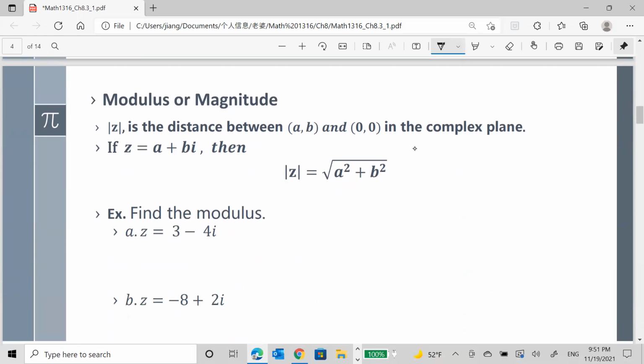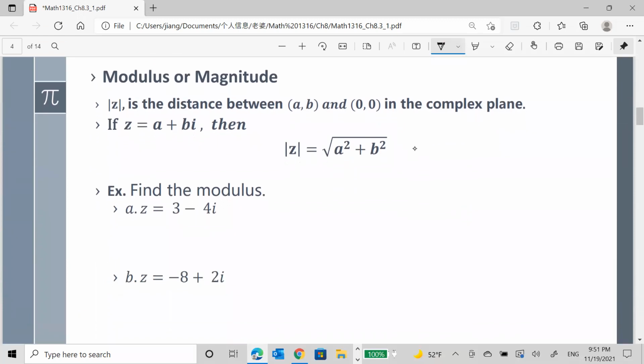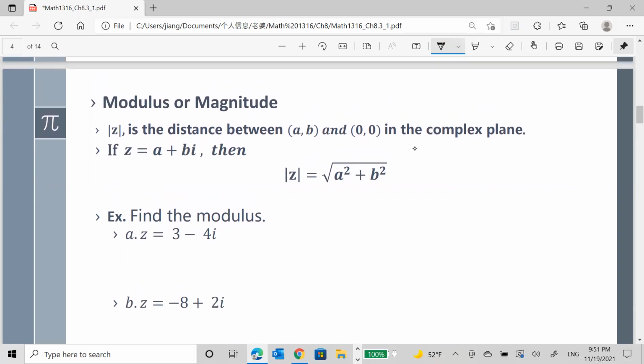Okay, let's move on to see modulus or magnitude. The meaning of modulus, that's the distance between (0, 0) and the point (a, b). So let me read it. The modulus is the distance between (a, b) and (0, 0). So for example, the point in the complex plane, this point is (a, b). The modulus means from here to here, the distance from here to here.